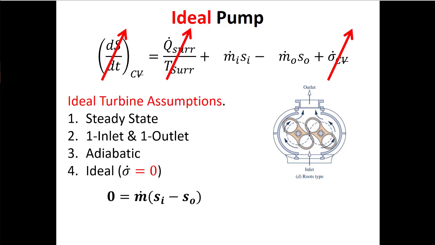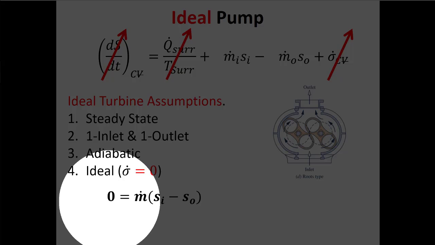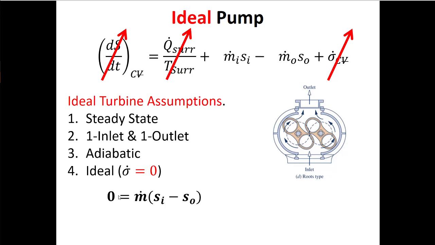So here, zero, which is really sigma dot, but we're saying that for the ideal process, sigma dot goes to zero. That's going to be m dot times S in minus S out, just like it was with the turbine. So we know for this pump, we're going to have a vertical line, because S in is equal to S out. This is also an isentropic process because I've assumed that it's at steady state, that it's adiabatic, and that it's ideal with one inlet and one outlet. So that means that ideal must also be isentropic.